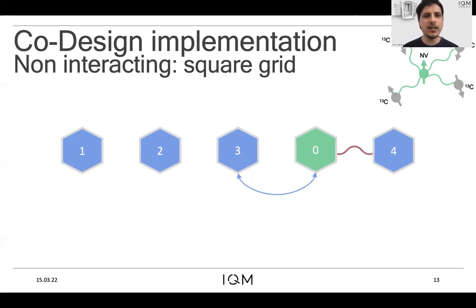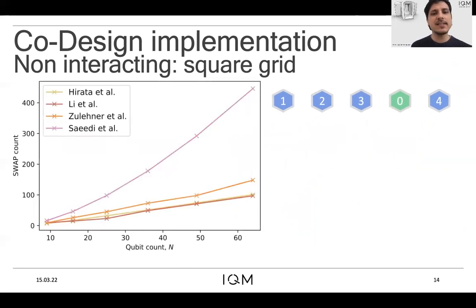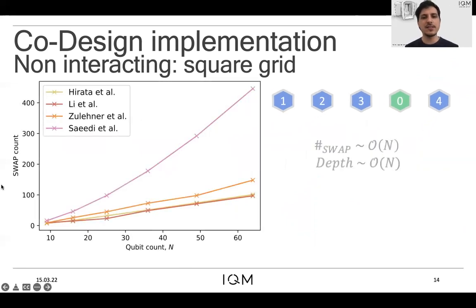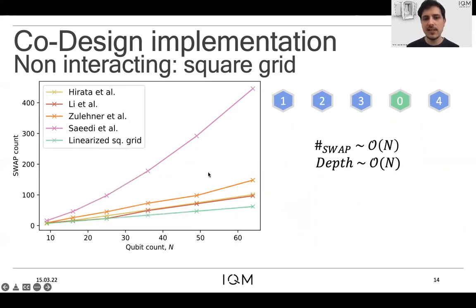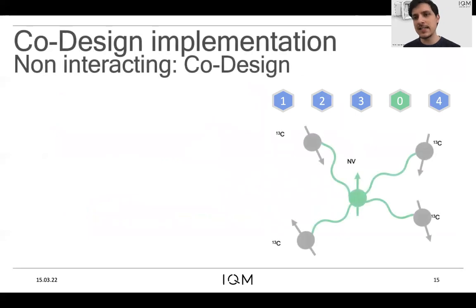So if we look at the previous graphic, we can see that we will improve this because now we have a linear number of swaps and a linear depth. And if we plot this here, we can see that we outperform all the previous numerical approaches. Once we have shown the best case we can find for this square grid simulation, we can focus now on the co-designed chip.